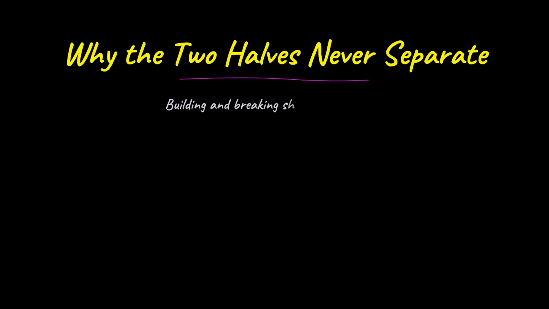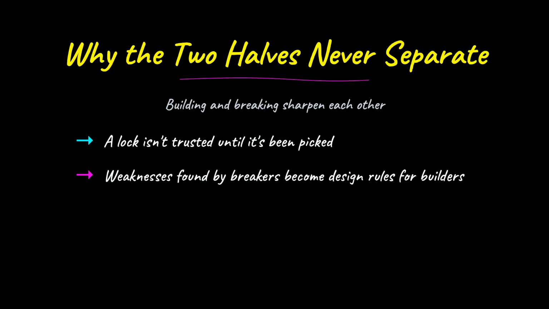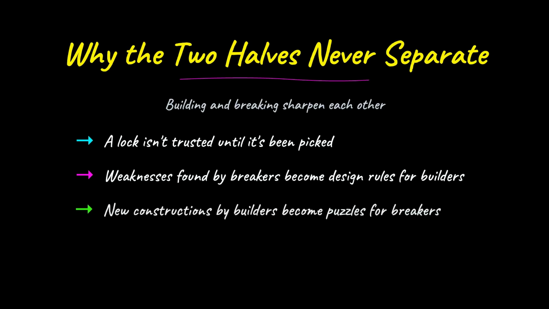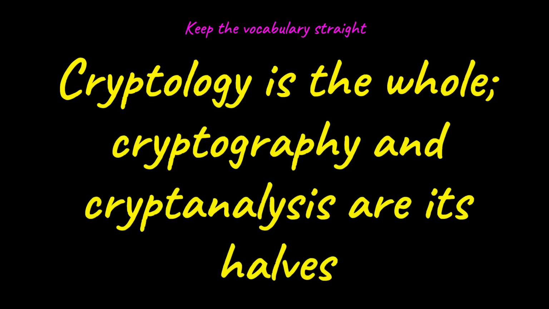A strong lock can't be designed without understanding how locks are picked. A weakness found by breakers becomes a design rule for builders, and a new construction becomes a fresh puzzle for breakers. That loop, repeated for decades, pushed cryptography toward the mathematical algorithms used today. Breaking a cipher is cryptanalysis, not cryptography, and the field that includes both is cryptology, not cryptography. Keeping these labels straight is the first step to speaking about the subject accurately.